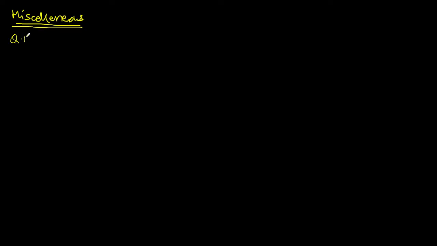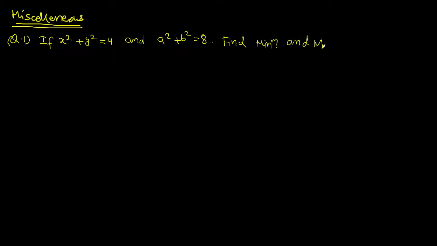So the question is, if x square plus y square is equal to 4 and a square plus b square is equal to 8, find the minimum and maximum value of ax plus by. Solution.